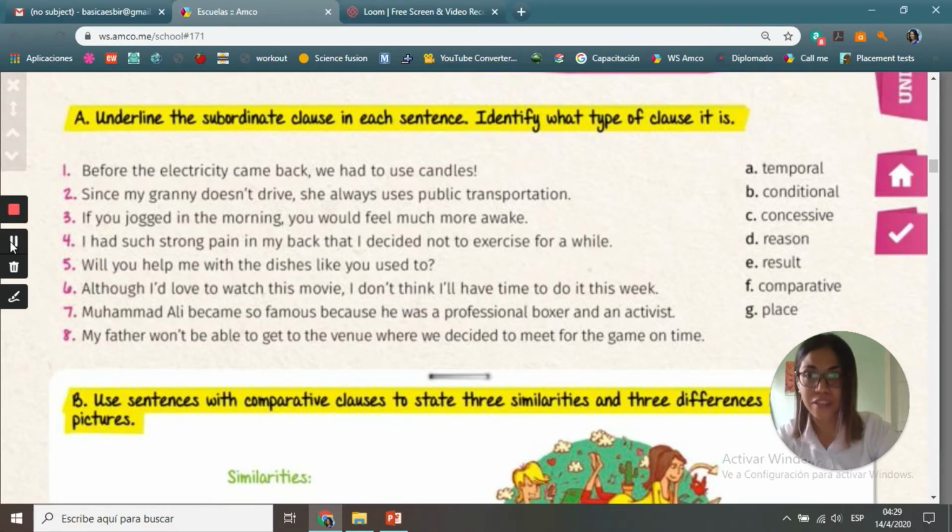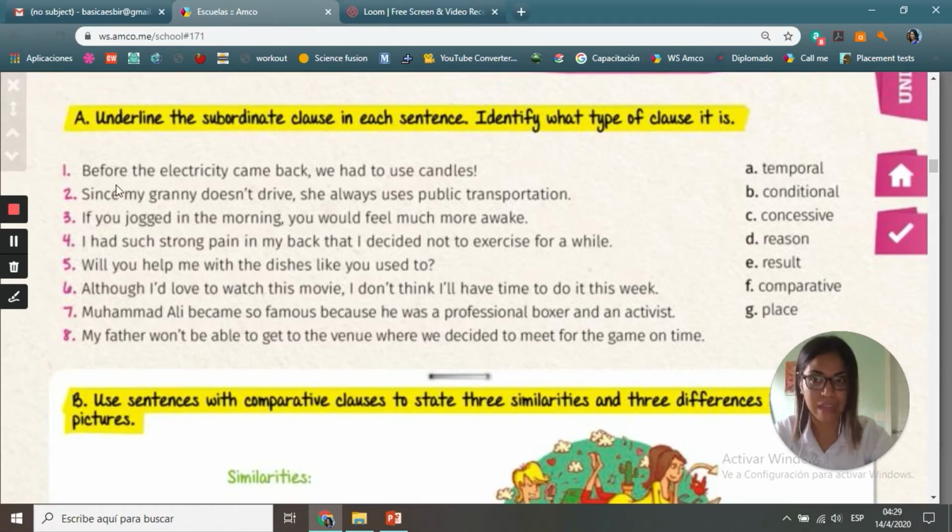It says, underline the subordinate clause in each sentence. Identify what type of clause it is. So there's 2 things that we have to do here. First, we have to underline the subordinate clause, and then we're going to match with a line the sentence with the type of clause each sentence has. Are you ready? If you want to check your answers before I give the answers in each sentence, you can pause the video and work by yourself and then check the answer with me.